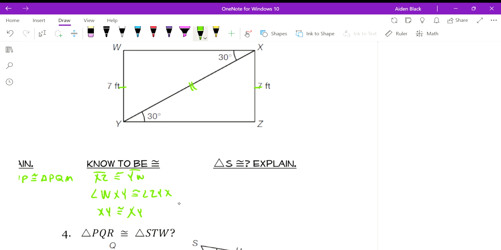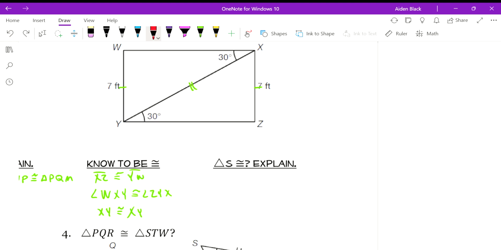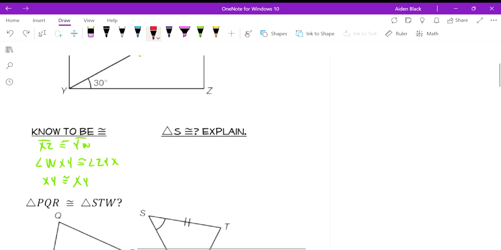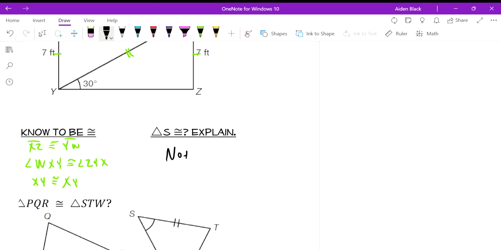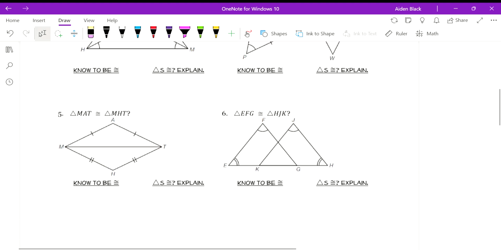But if you actually look at these triangles here, and you're looking at the order that you see them, this is not a theorem that we know of, okay? If you look at it on the other triangle too, side, side, angle, there is no side, side, angle. Okay, so there's your key. We know that there's not enough information. And I'll just write NEI. And we'll write NEI if there's not enough information in any of these further questions.